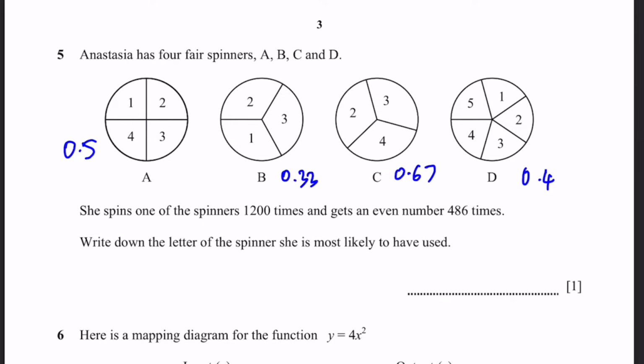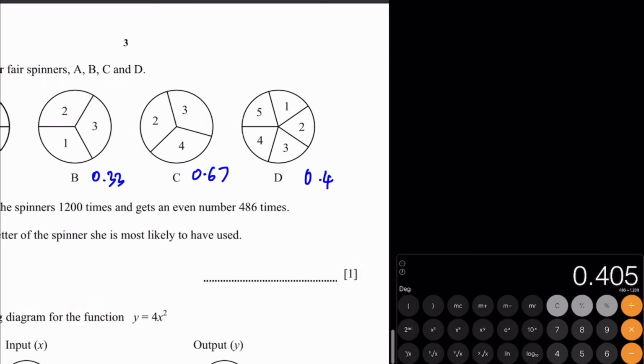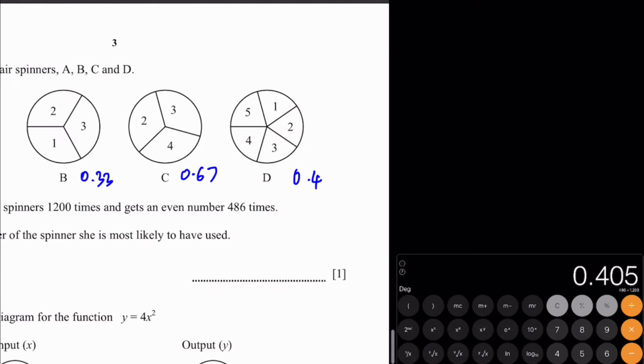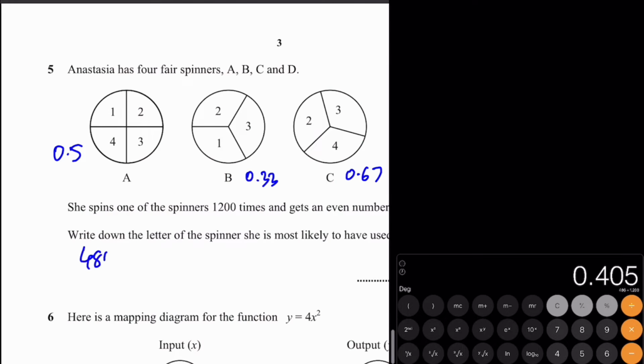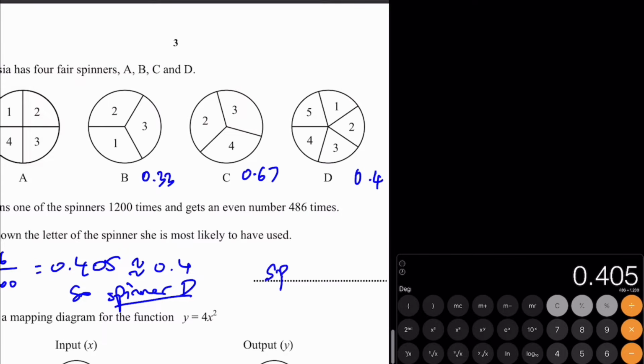Now, which one of these numbers most closely matches the probability of getting an even number in this spinner? Well, we can divide 486 by 1200 and we'll find that out. 0.405. This one matches it very closely. So 486 by 1200 is 0.405, which is very close to 0.4. So spinner D is the answer. It's the one which most likely has been used.